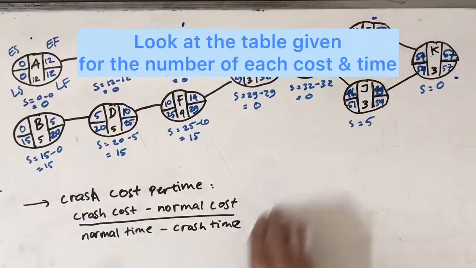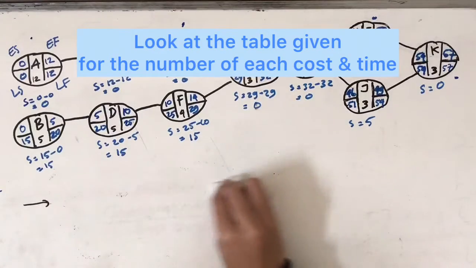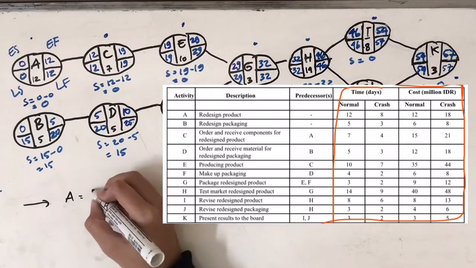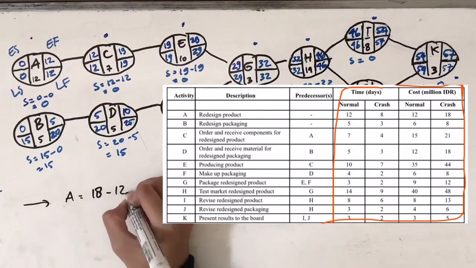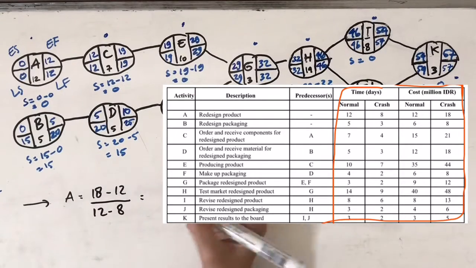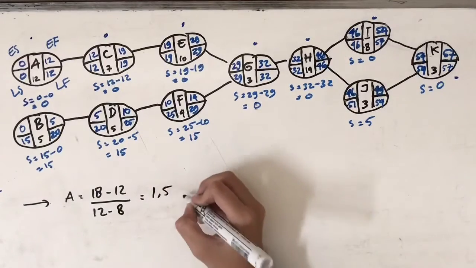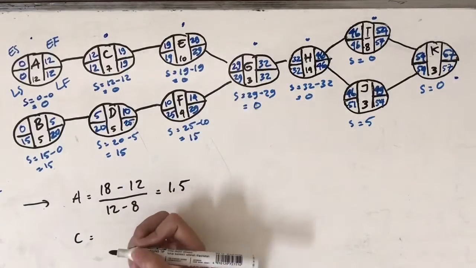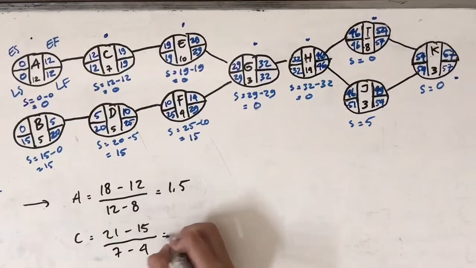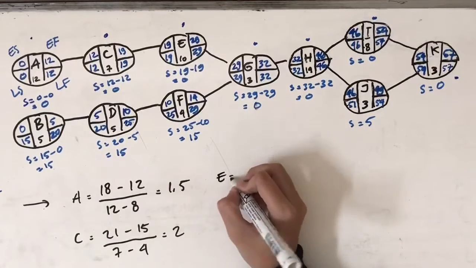For crash cost, normal time, and crash time, you can find the number on the table given. For example, activity A, its crash cost 18 minus its normal cost 12 million, and then divided by its normal time 12 minus its crash time 8 days, and crash cost per time equals 1.5 million. And then just continue calculating for the other activities on the critical path, and those are C, E, G, H, I, and K.